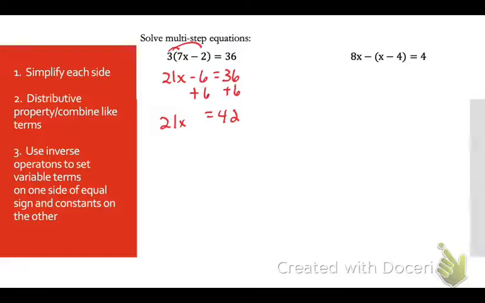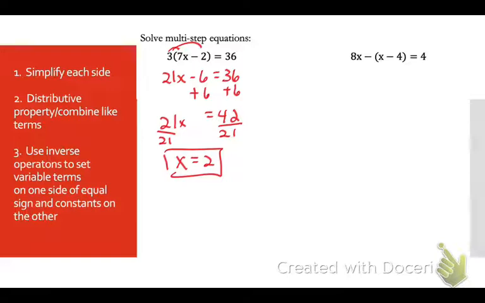Now I'm focusing on the left side of the equal sign with my x. It is being multiplied by 21, so the inverse operation of multiplication is division, so we'll divide each side by 21. 42 divided by 21 is 2. You can always plug the answer in to your original equation for x and do the math and make sure that the left side of your equation equals the right, just to check.